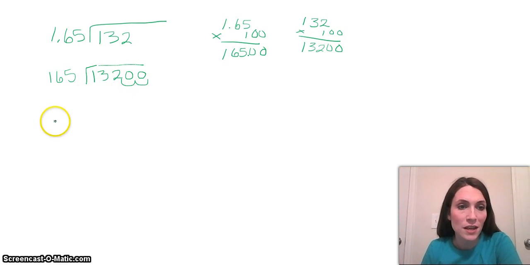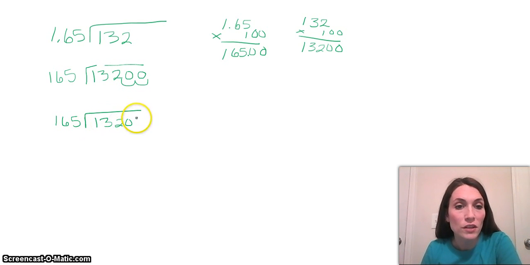I'm going to rewrite it one more time down here. 165 is our divisor. So I'm dividing 13,200 by 165. Now I can do the division problem much more easily. So I'm just going to go through my regular steps of division: divide, multiply, subtract, bring down. 165 does not go into 1, so I can move on to the next. Some of us like to put a 0 here to hold our place, and I think I'll do that this first time.